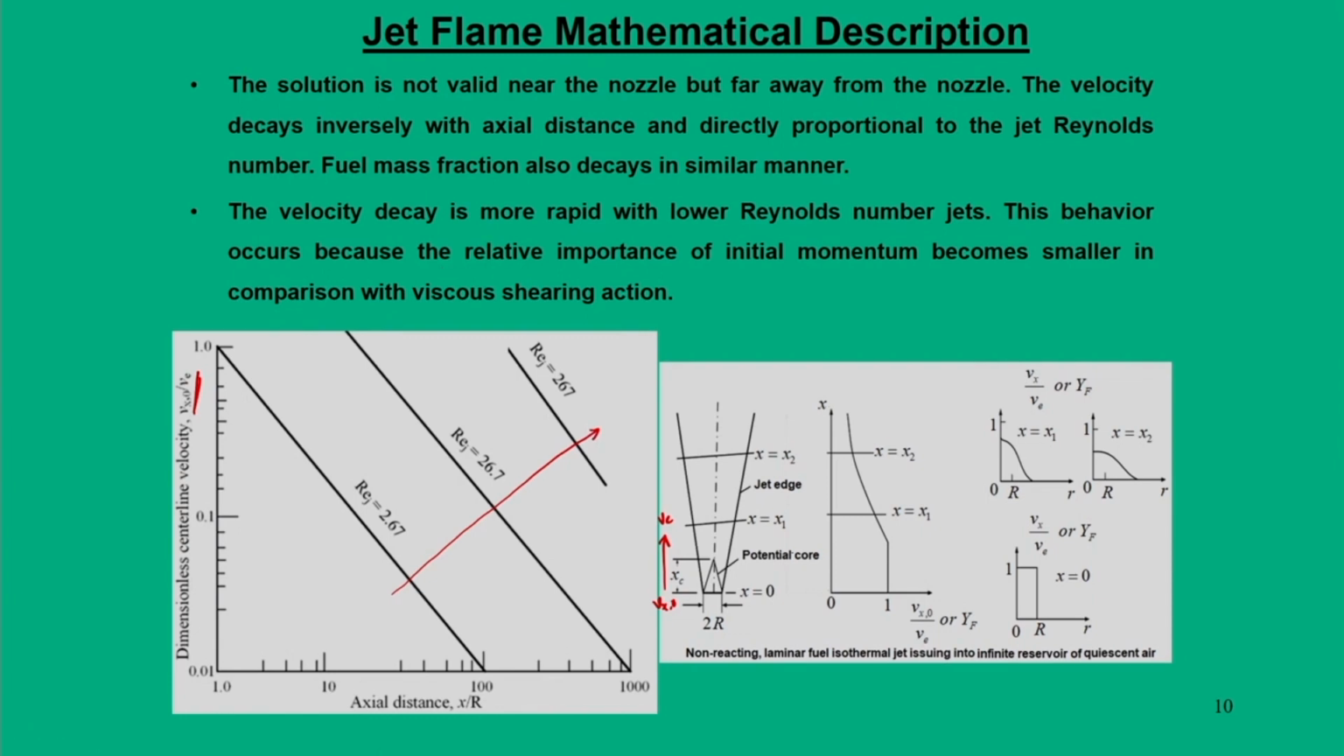In other words, I am saying the decay is more rapid when the Reynolds number is small. That means, if you come back in the other direction, instead of going up, if you come back in decreasing order of Reynolds number, the decay is faster, whereas it is slower at high Reynolds number, because you can see the distance decay is at a much faster rate, maybe 10 times, 100 times, 1000 times. So, a jet with a lower Reynolds number has a higher rate of velocity decay, and this occurs because the relative importance of initial momentum becomes smaller in comparison with the viscous shearing action.